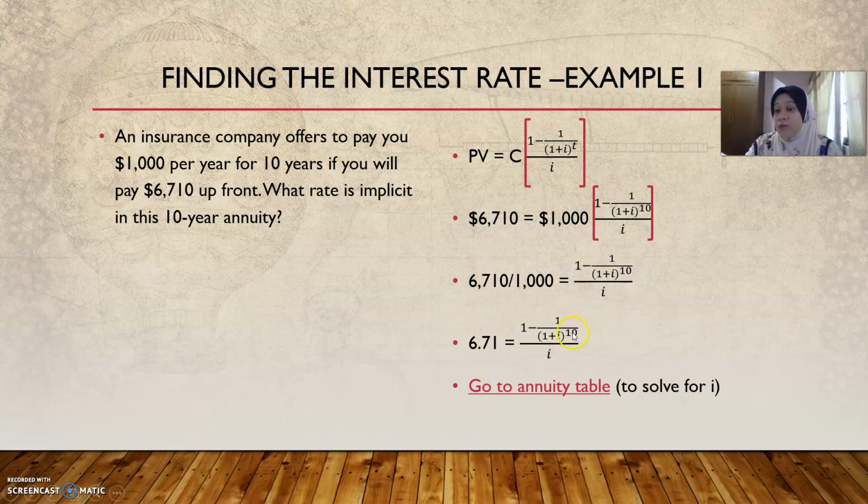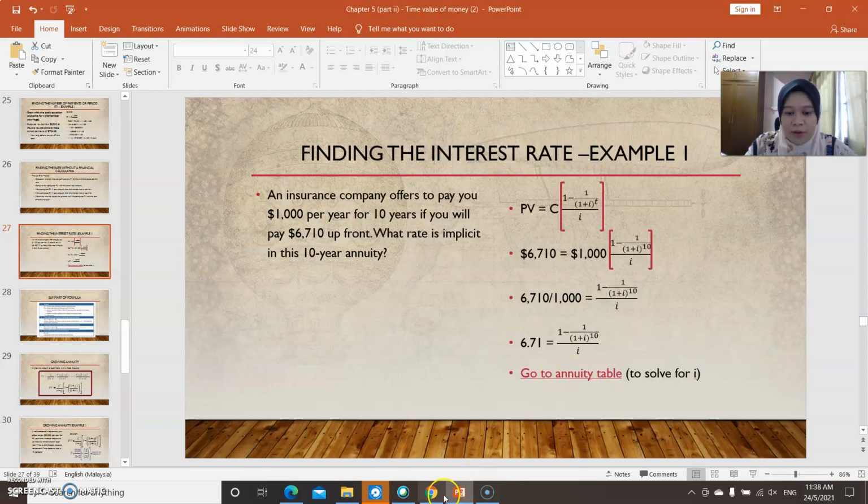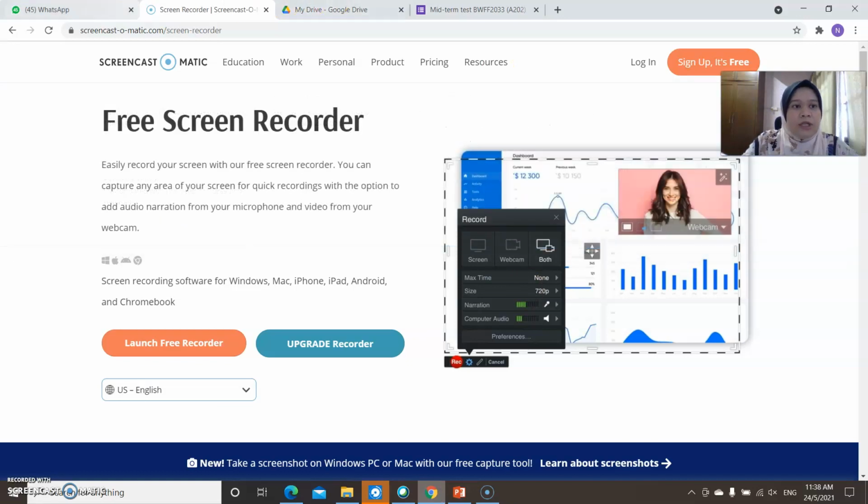So you go to the annuity table. For the annuity table, you need to refer to your book. If you have your book, I will share your book.